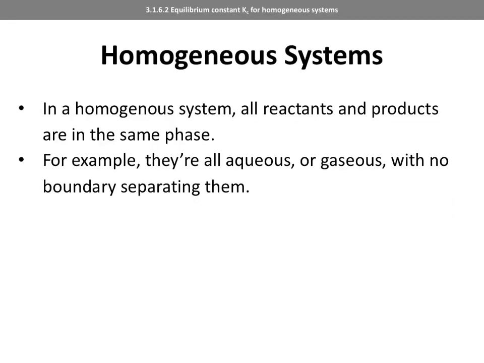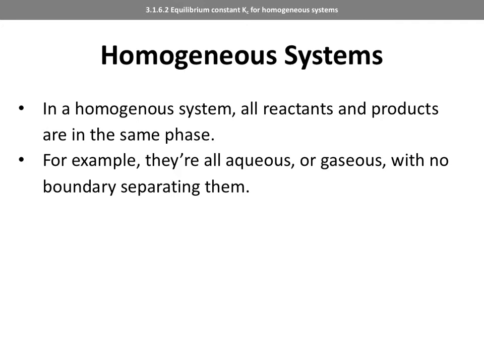So here's a description of what we mean by homogeneous system. What we're talking about is when all of the reactants and products are in the same phase. Now, that perhaps doesn't really help you, because you're now asking yourself, well, what do you mean by phase? So the second sentence here says, for example, they're all aqueous or gaseous with no boundary separating them. You may ask the question, well, why have we used the word phase and why haven't we used the word state? The thing is that phase and state aren't exactly the same thing. So the key bit is this, with no boundary separating them.